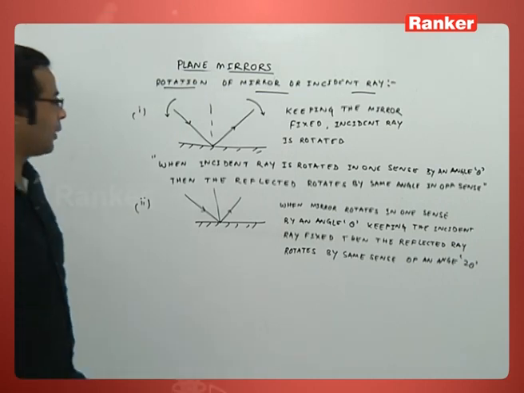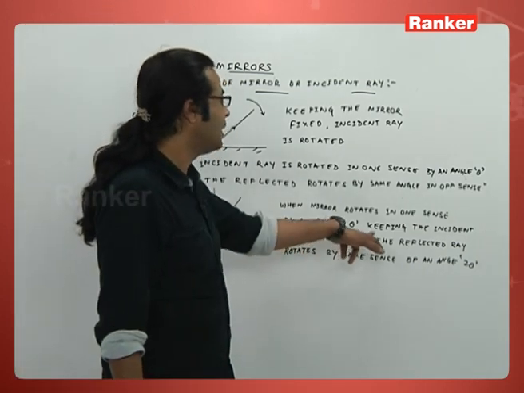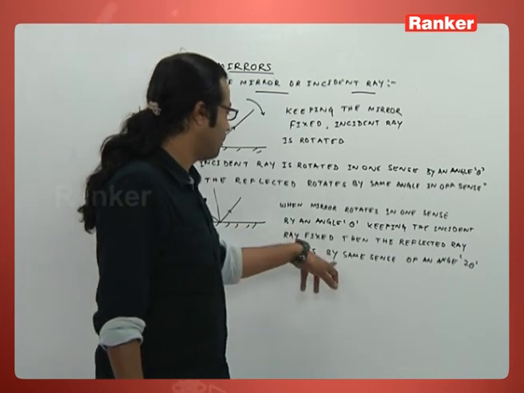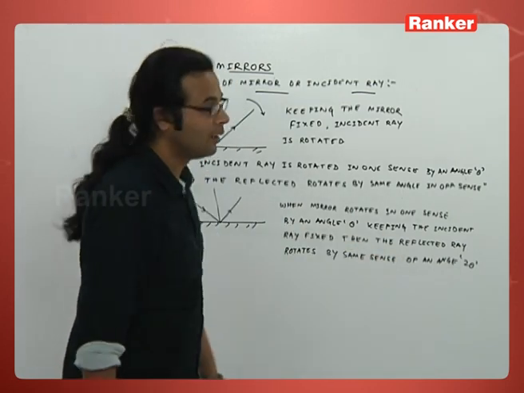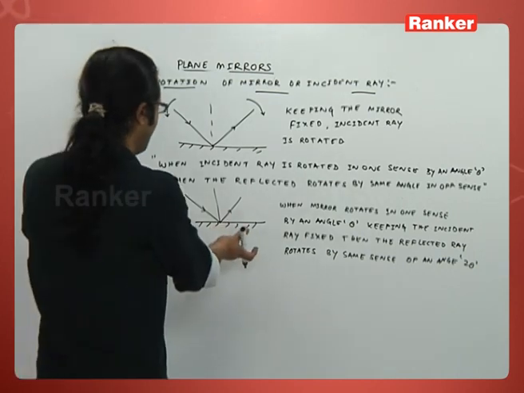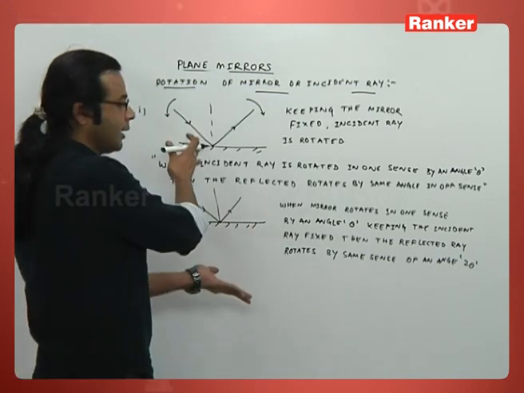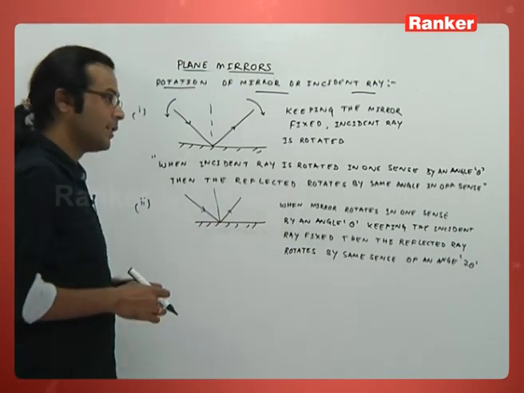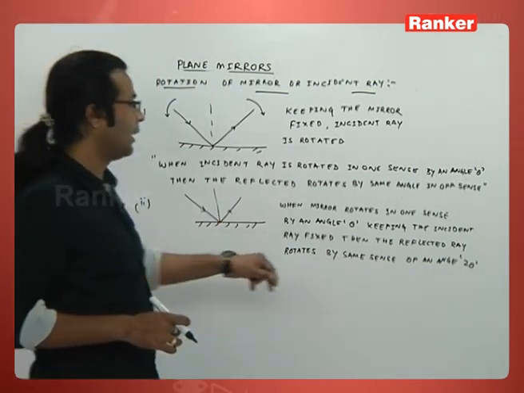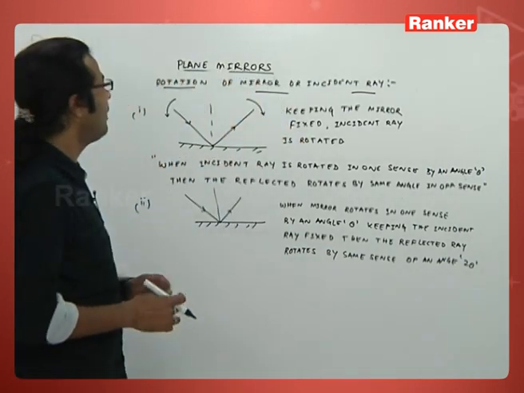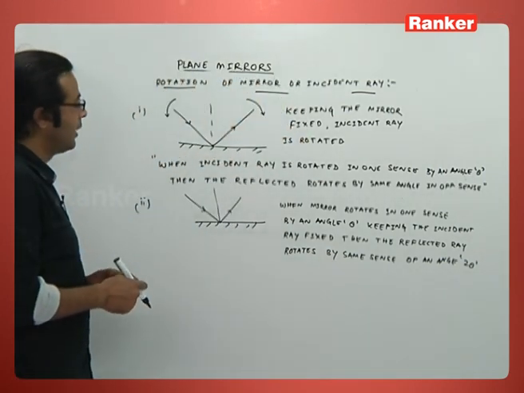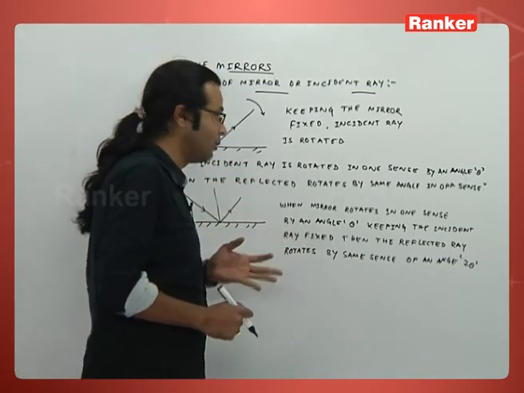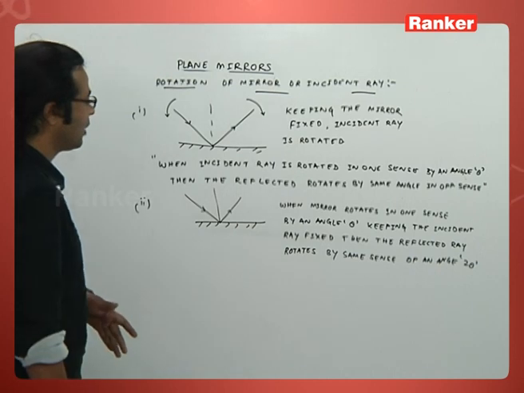So when the mirror rotates in one sense by an angle theta, keeping the incident ray fixed, then the reflected ray rotates in the same sense by an angle 2 theta. That means here if I am rotating this mirror anti-clockwise, obviously the reflected ray will rotate anti-clockwise with an angle 2 theta. But generally when problems are involved, they won't give individually this case 1 and this case 2. They will mix these two cases.